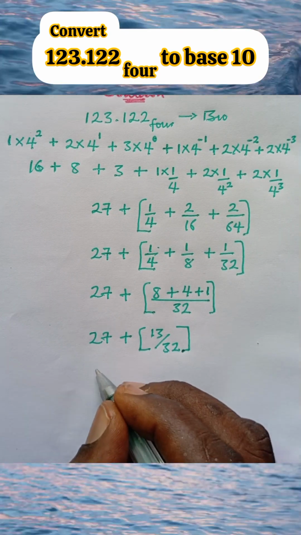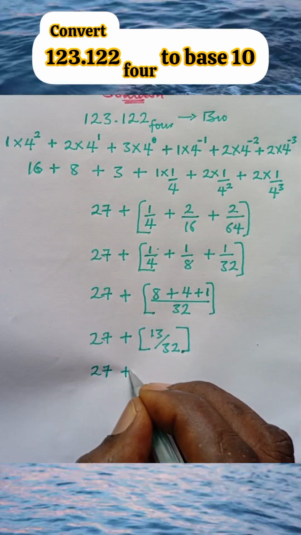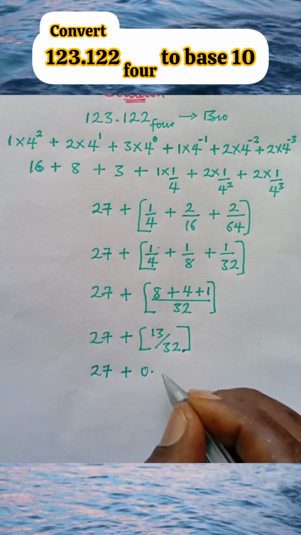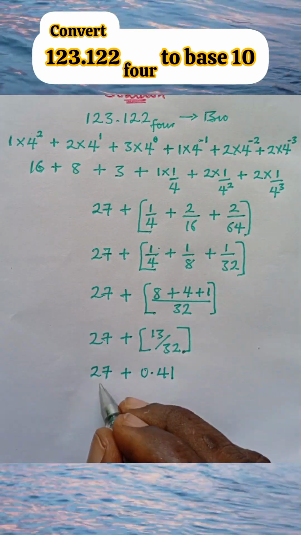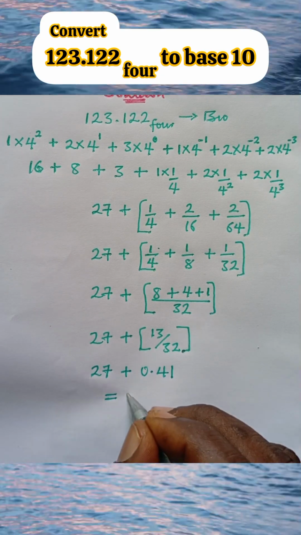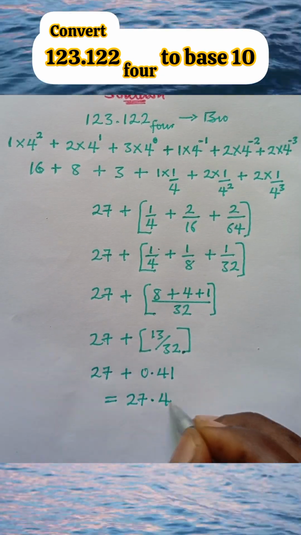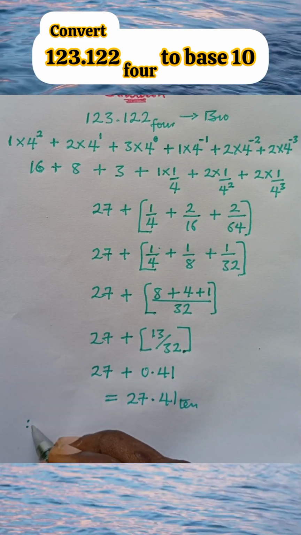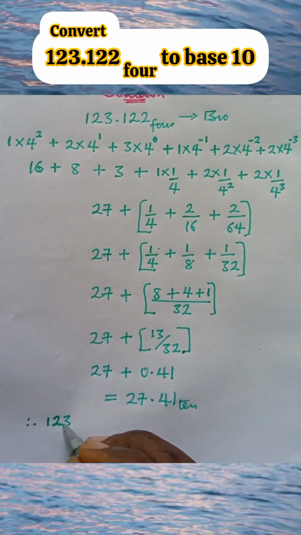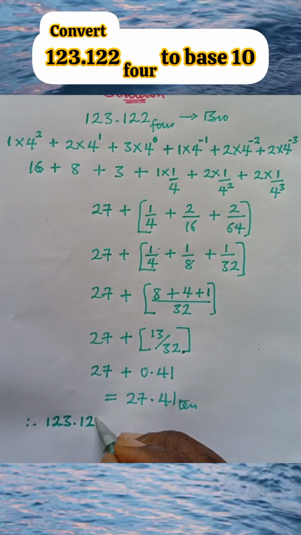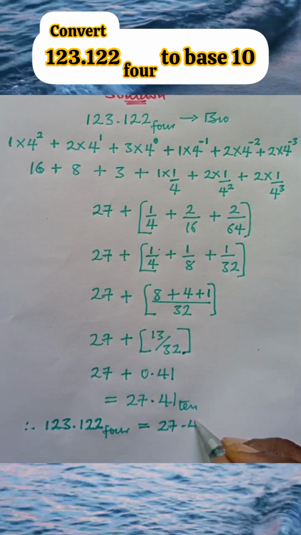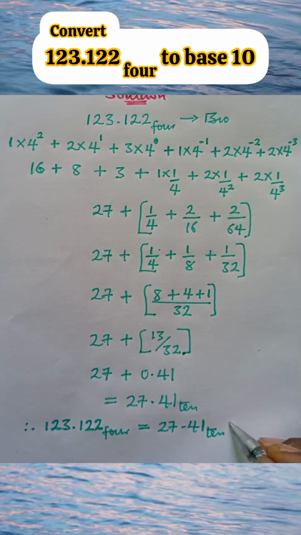And what we have here is 27 plus, by the time you divide this, it gives you 0.41. Then adding this together, our answer becomes 27.41 in base 10. So we can say, therefore, 123.122 in base 4 is equal to 27.41 in base 10. This is the answer.